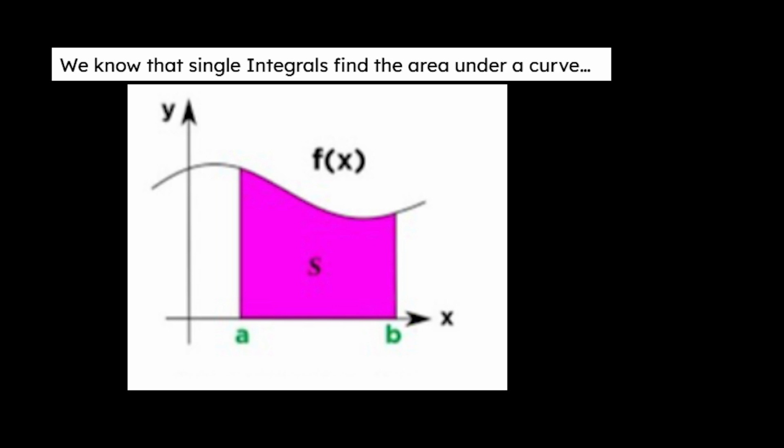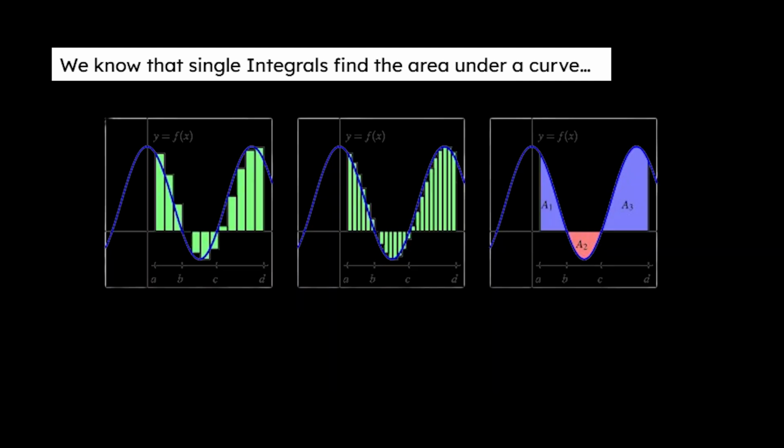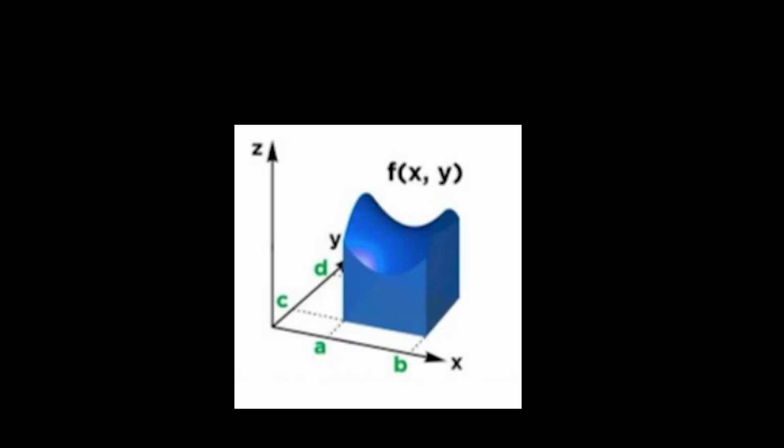You already know how a single integral finds the area under a curve. Imagine tracing a line under a hill. You're capturing how tall the hill is, point by point, and sweeping out a region. But now, let's add another direction.